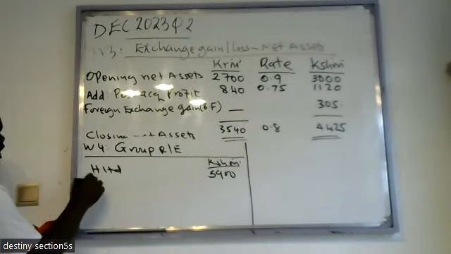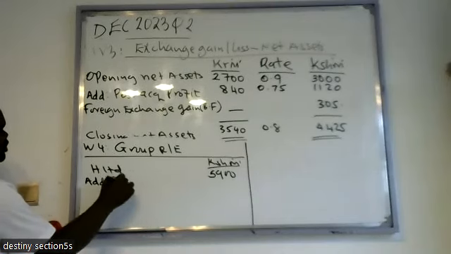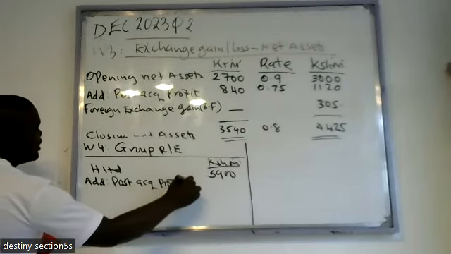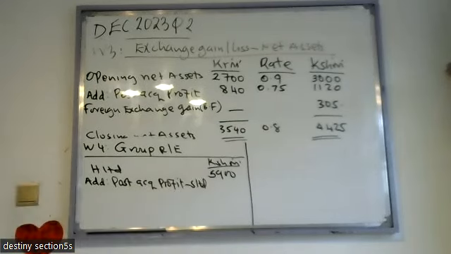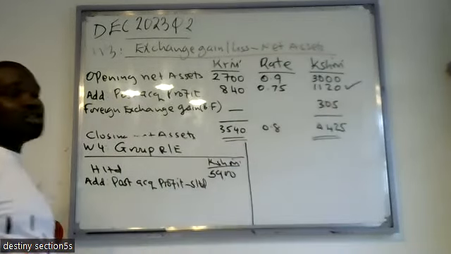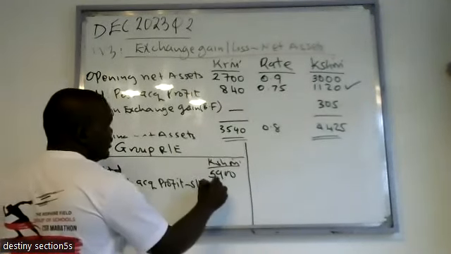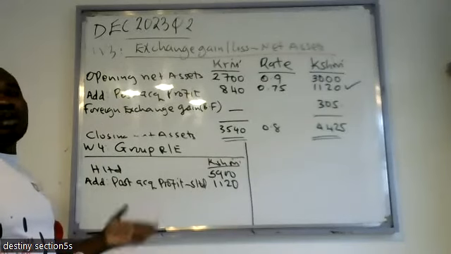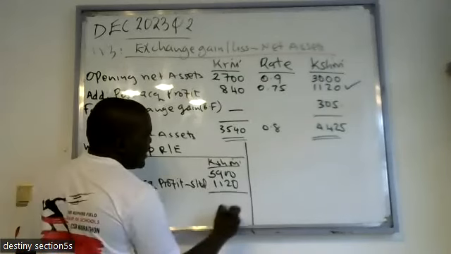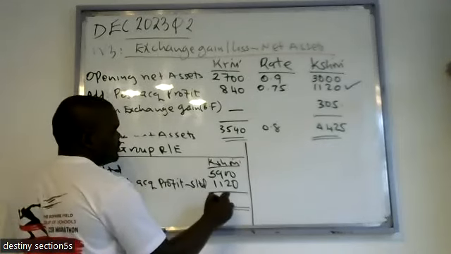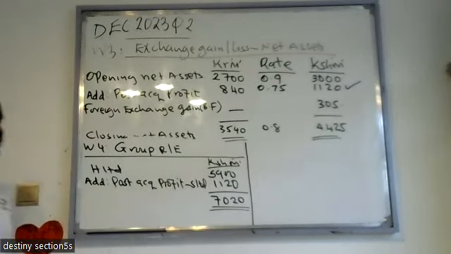Then for S, you add post-acquisition profits, S limited. So for S, you only go for post-acquisition. Post-acquisition is here in Kenya shillings. So we don't have to struggle. That is 1120. I'd already adjusted for depreciation. There is no unrealized profit, and therefore there is nothing. So this is 7020, if I'm not wrong there. I hope I've added it.